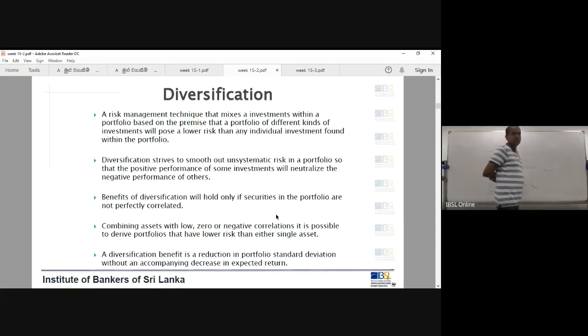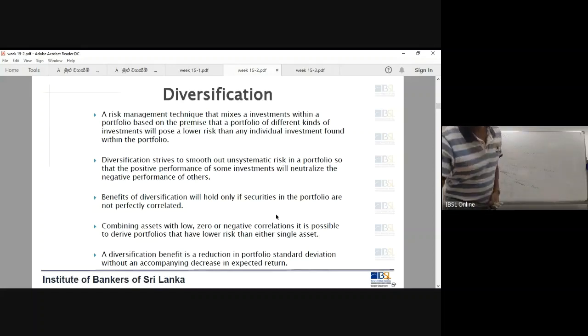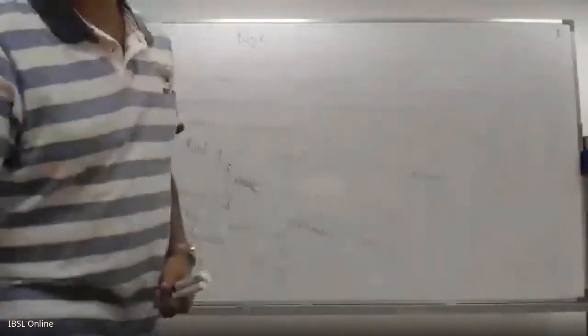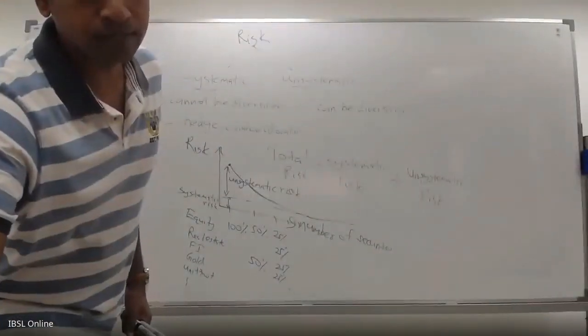Benefits of diversification will hold only if securities in the portfolio are not perfectly correlated. Very important point. For you to have diversification benefits, you need a portfolio which is not perfectly correlated. Correlation is a very important term. Now, what is correlation?